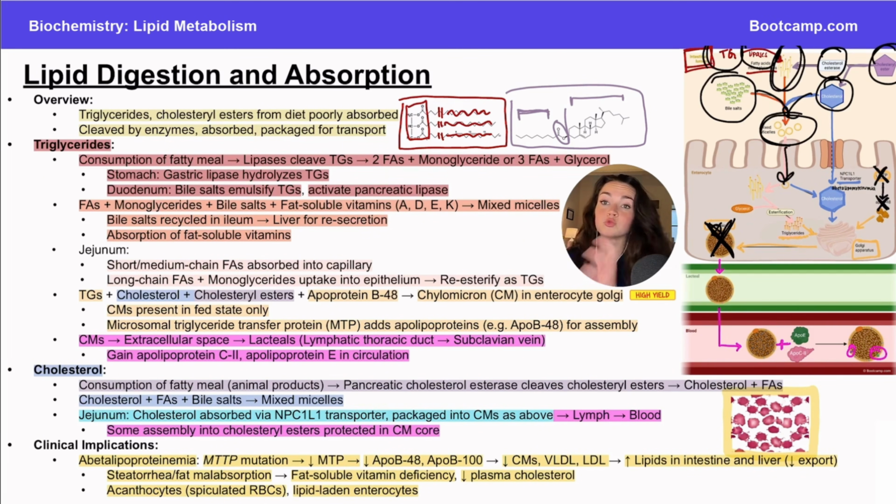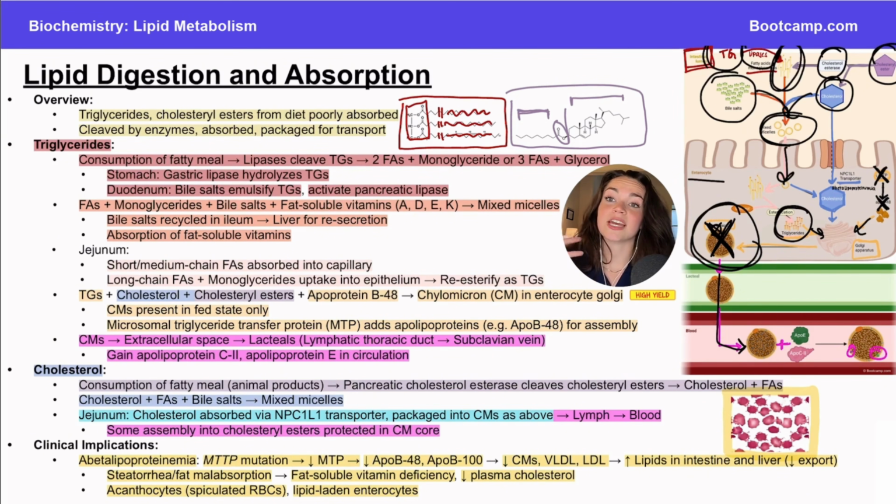There we were able to reassemble those fatty acids back into triglycerides. We were able to reassemble a little bit of cholesterol too into cholesterol esters, and we packaged all of those things into chylomicrons, which was the next big package to get these lipids out from the enterocytes through the lymphatics and eventually into the bloodstream.